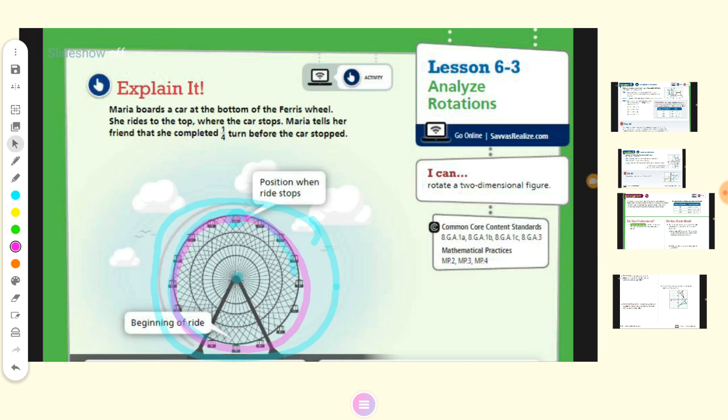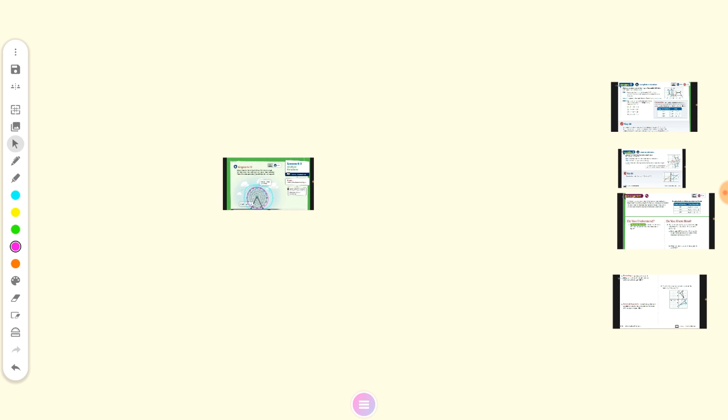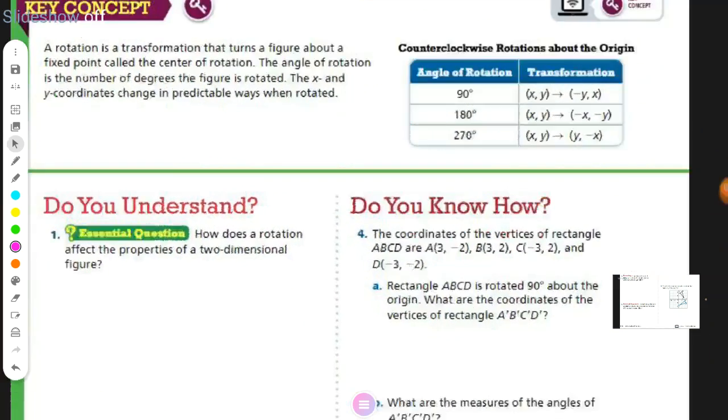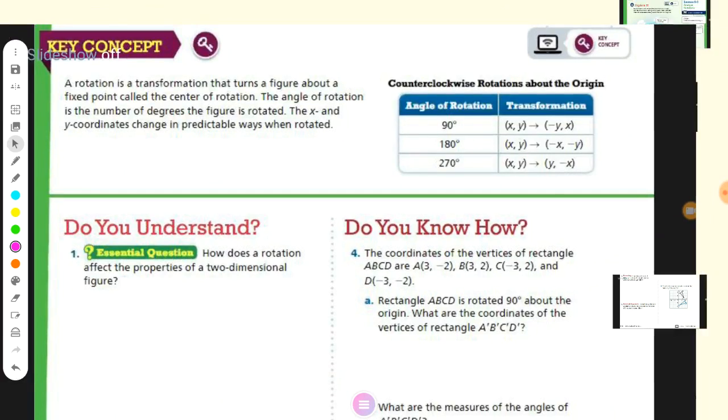So to start knowing the meaning of the rotation, you must know what we are doing. Actually, a rotation is a transformation that turns a figure about a fixed point called the center of the rotation. So I have a figure and I want to turn it around a fixed point, which is the center of the rotation. Always in our coordinate, we rotate it around the origin point.